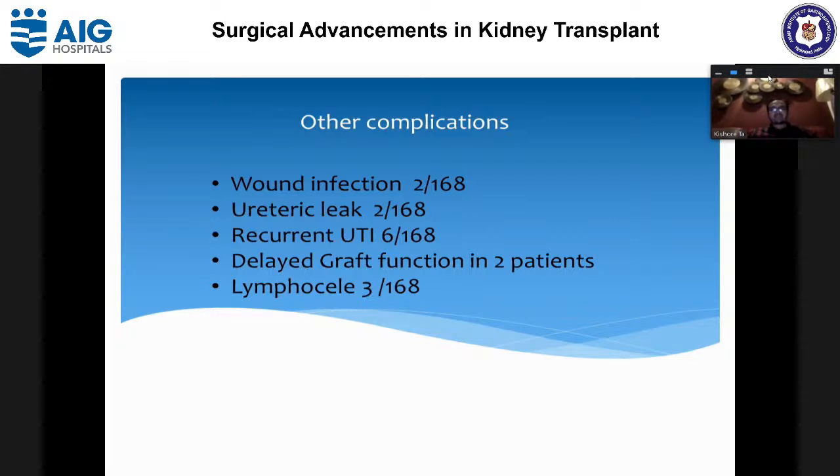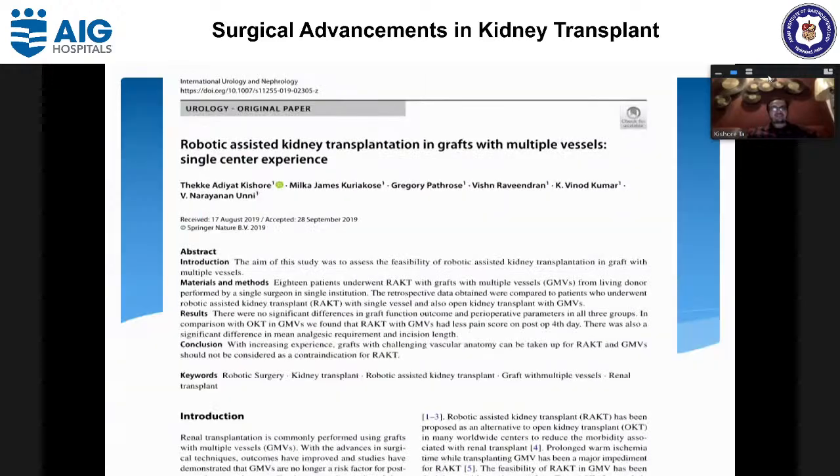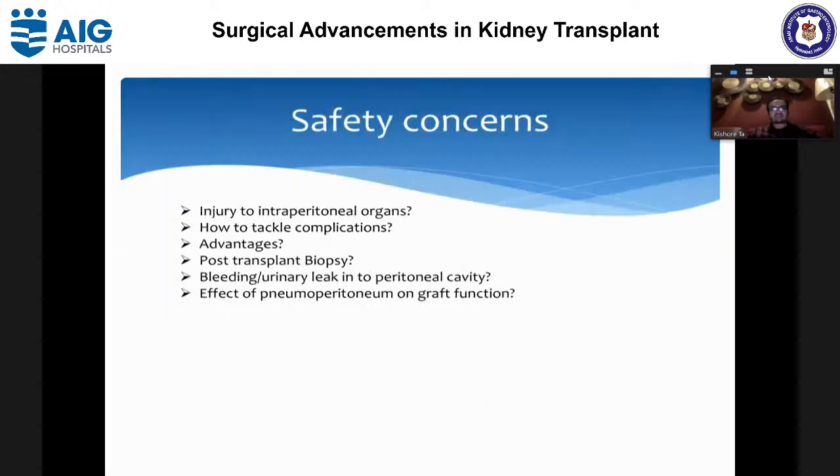And of note, we had 3 lymphoceles. That is one downside because we are totally extraperitoneal. And 2 of them came quite recently in the last 25 cases. Till then, we had only 1 case. We have to figure out if there's any technical reason for that. And these are some of our transplantation publications, like double vessels, transvaginal and early experience.